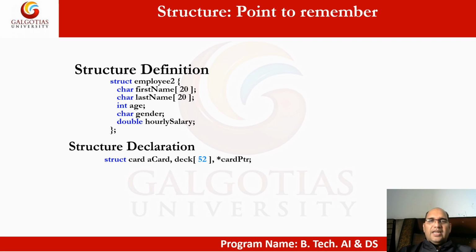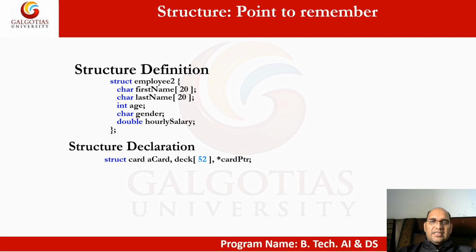Second part is the structure declaration. In the declaration part, we say that we are now going to allocate the memory for this particular structure. When you write struct card, a card, then here you are going to allocate memory for struct card type. You are going to allocate the memory for deck[52], and this is an array of a structure. So there are 52 reserved spaces of size struct card, and you are going to have a pointer type variable, that is card PTR, for struct card. So this is what we do in the declaration.